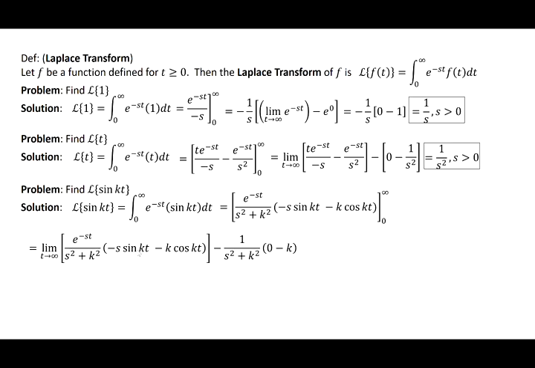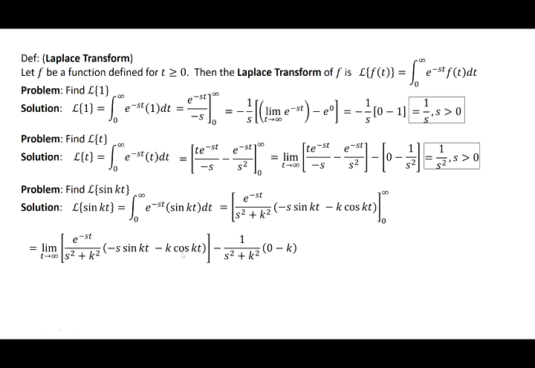Let's make the same argument as before. That is, write this as sine kt over e to the st. Let s be greater than 0. So we have sine kt, a small number that oscillates between -1 and +1. But we are dividing that by a very large number, and so that limit is 0.